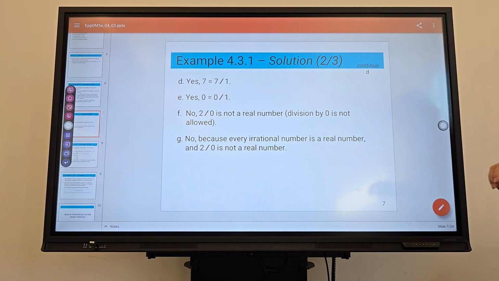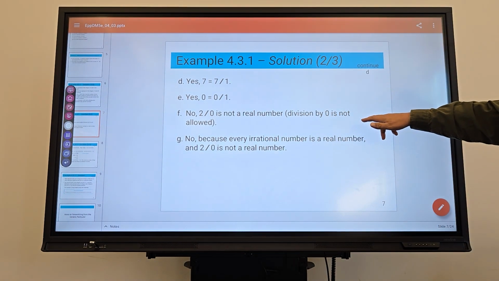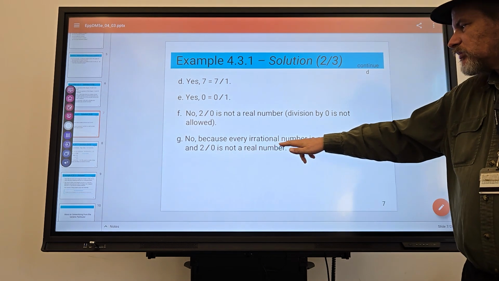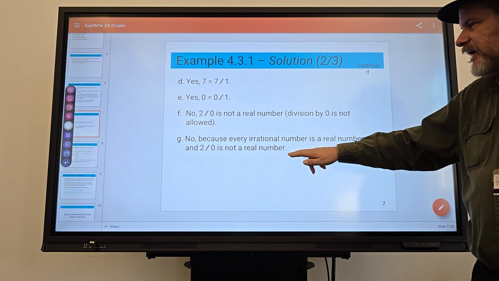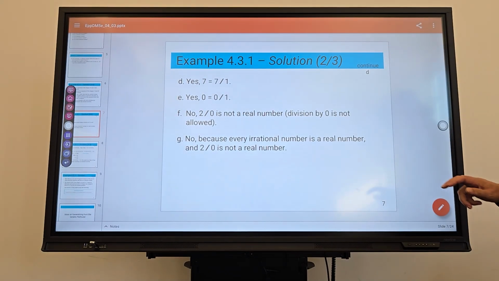Yes, and no, 2 over 0 is not a real number. Division by 0 is not allowed. No, because every irrational number is a real number. And 2 over 0 is not a real number.